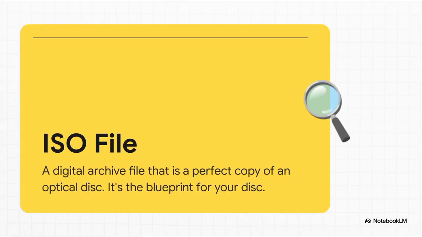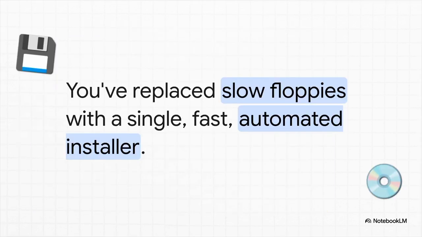You know, we've been saying ISO file a lot, so let's just quickly explain what that is. An ISO file is just a digital snapshot, a perfect one-to-one copy of everything on a disk like a CD or DVD. It's basically the master blueprint that you can use to either burn physical copies or just use directly in a virtual machine. So let's just take a second to appreciate what we've done here.